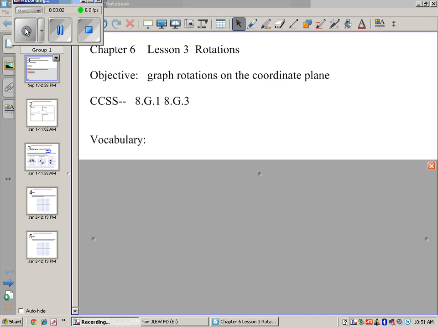Hey, welcome to Chapter 6, Lesson 3, Rotations. Our learning target or objective for this lesson is to graph rotations on the coordinate plane.